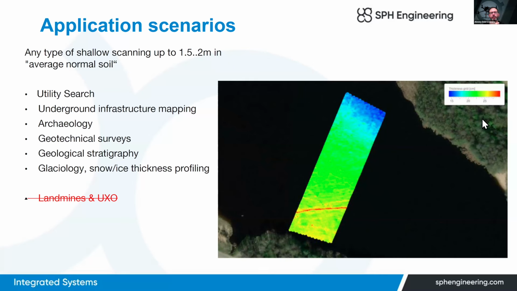In case of snow and ice, you can fly higher, but anyway, 600 megahertz radar requires very low elevation of antenna over the surface to get useful results. So again, airborne GPRs, especially high frequency airborne GPR systems, are for large unobstructed areas with low vegetation. So main scenarios are utility search or underground infrastructure mapping.